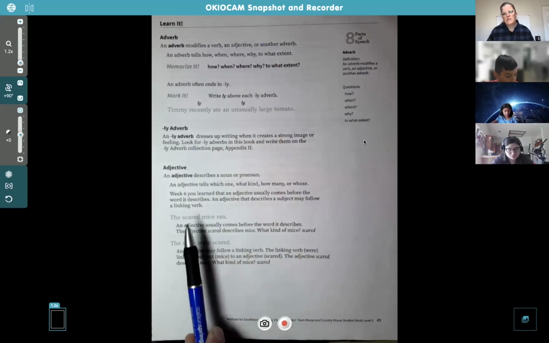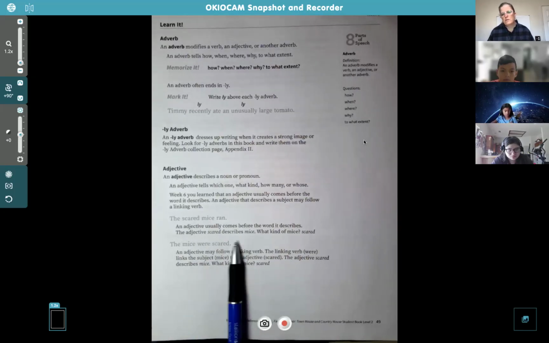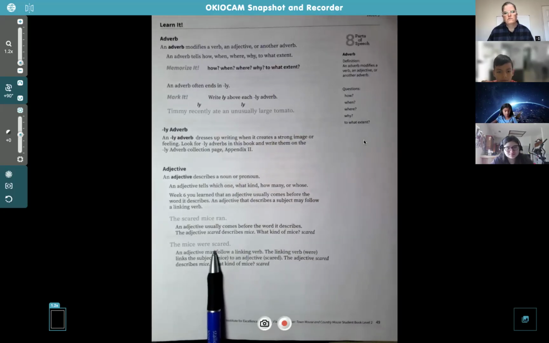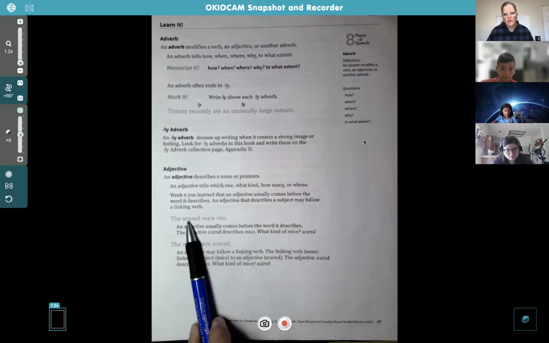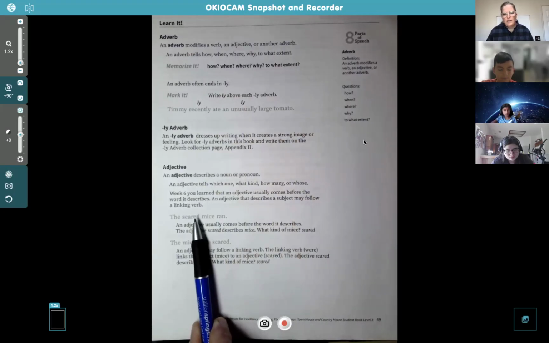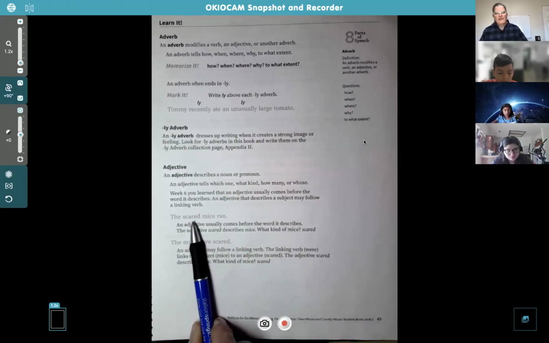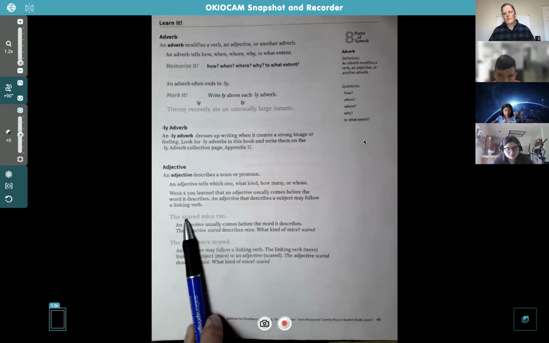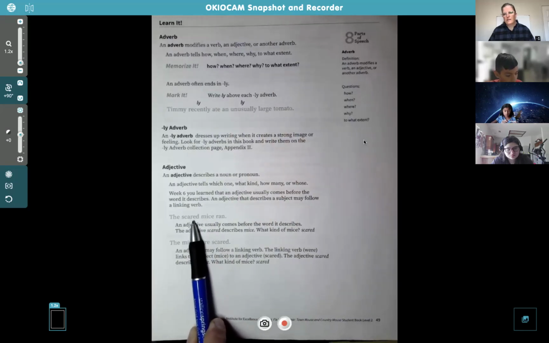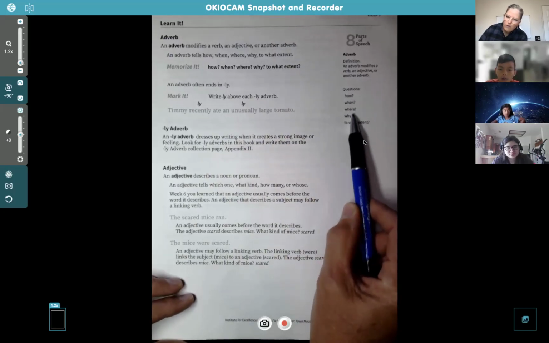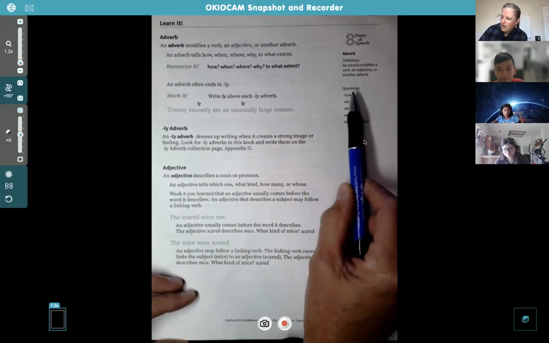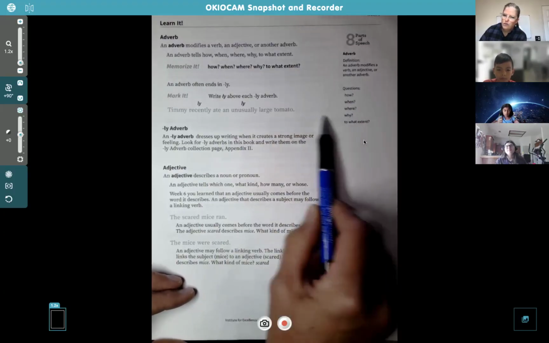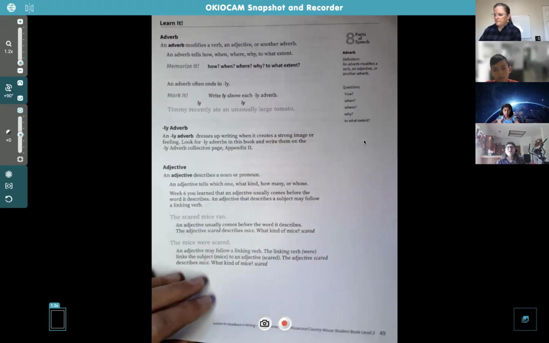So just know that sometimes it's right before the noun, and sometimes there's a linking verb in between. Either way, you're going to mark scared with ADJ. Even though it has ED, you might be thinking, well, isn't that a verb? Because a lot of times we put ED at the end of verbs, but this is not a verb. It's telling about the mice. It's telling what kind of mice they are. They're scared. It's a feeling word. So, and that's that. There's a little note in the margin over here. These are the questions: how, when, where, why, and to what extent. Those are telling about the ly adverbs.